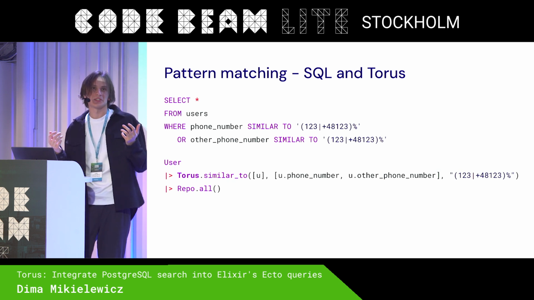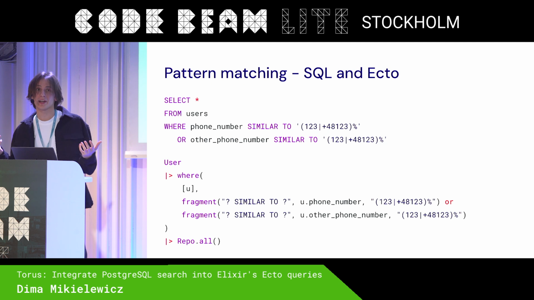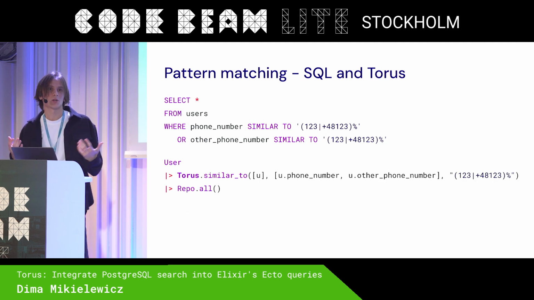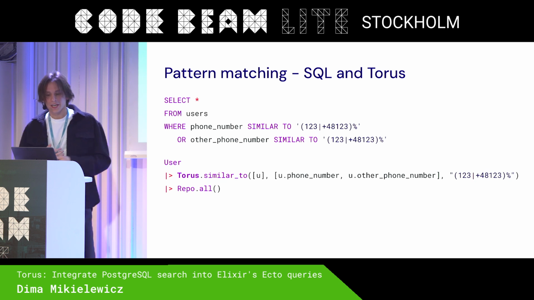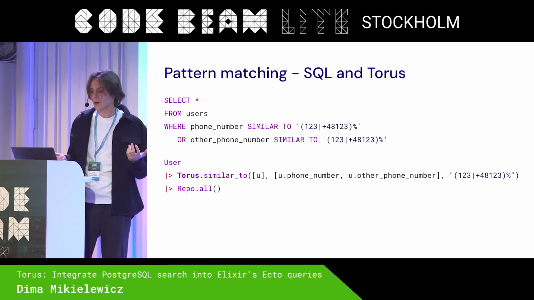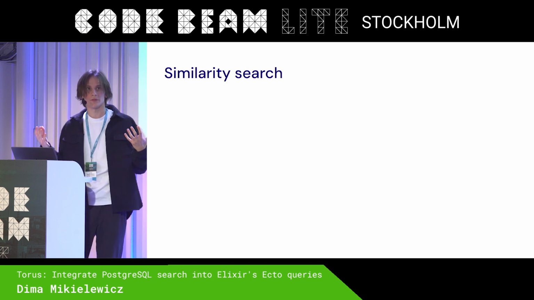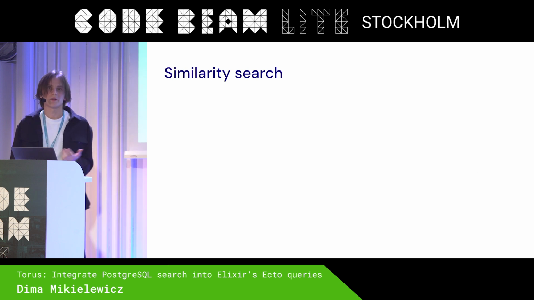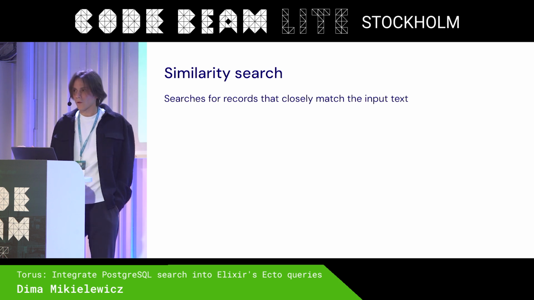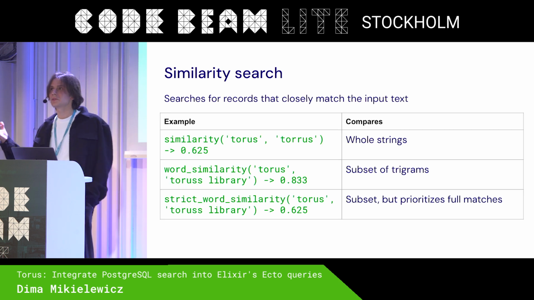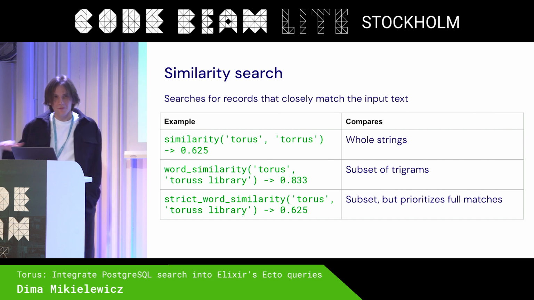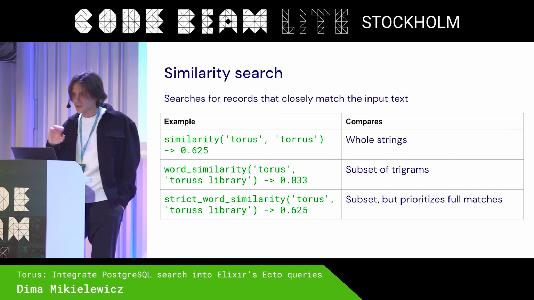You could replace these 2 OR calls and these 2 fragments with a single call to Torus, a library that I wrote. So you could say Torus similar to, pass the columns you want to search the data in, and pass the term. So it is equivalent to the example before, but just a single line of code, right? But that's not all, because later you'll see how Torus would simplify every search type that you have with a single line of code. So it will be amazing.